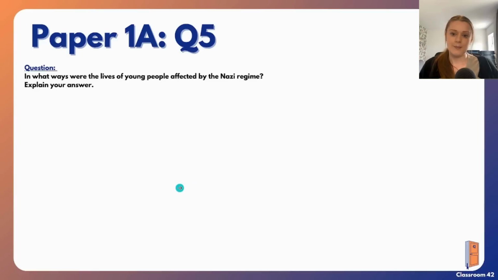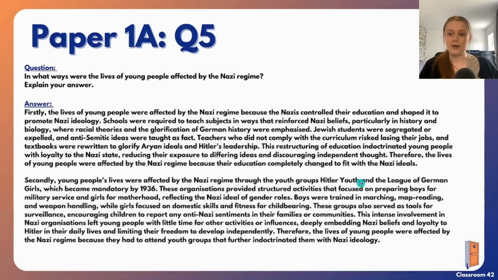So here is an example question. In this question we asked, in what ways were the lives of young people affected by the Nazi regime? You can see here our group of people are young people and the topic or event in question is the Nazi regime. So here is our example answer.